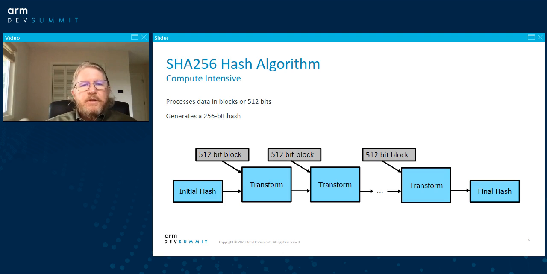So we start off with an initial hash, and we perform a transform operation on a block of data and that hash. And then we'll pass the resulting hash into the next stage of the transform with the next 512-bit block. And we'll repeat this until we've consumed the entire set of input data. And that will give us our final hash. The SHA-256 algorithm is used in a lot of different encryption operations. It's also used in Bitcoin mining, something that a lot of people know about.